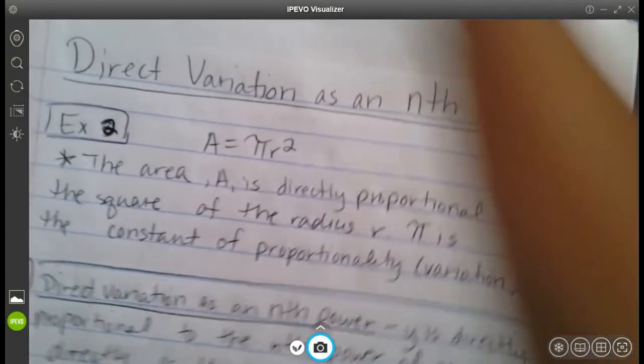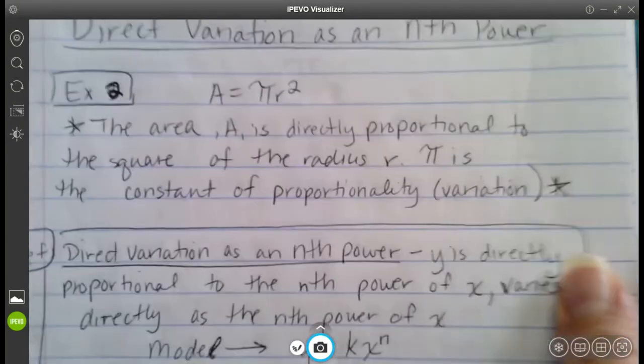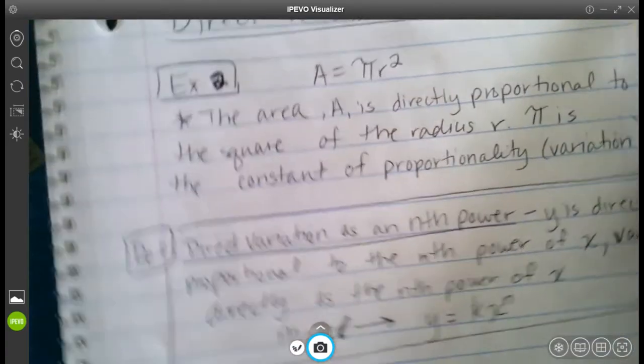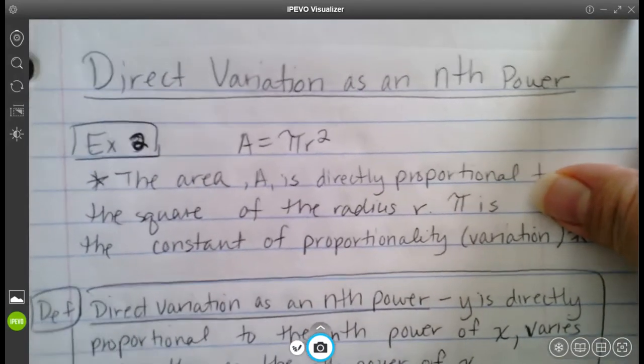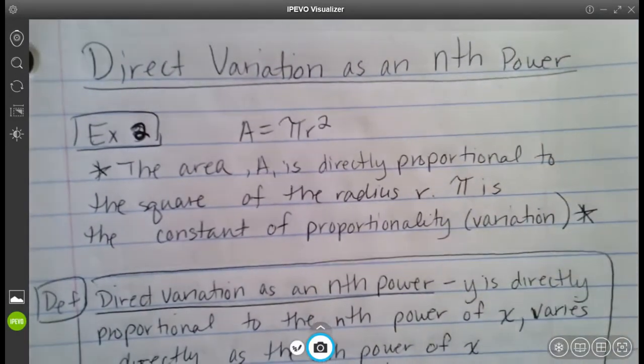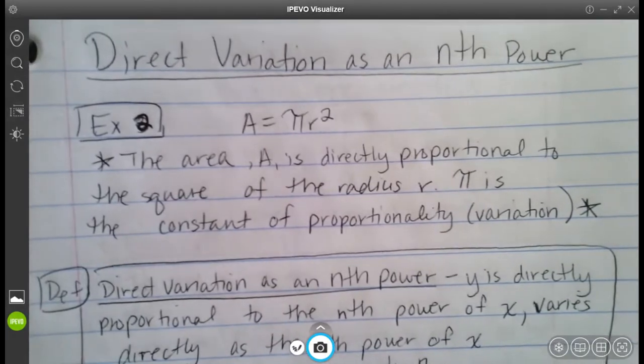Now we have direct variation as an nth power. I don't know why, like I said, this is just not working out for me today. Direct variation as an nth power. I started off with an example just to show you what I mean by nth power. A equals pi r squared is a pretty popular formula. It is the area of a circle.